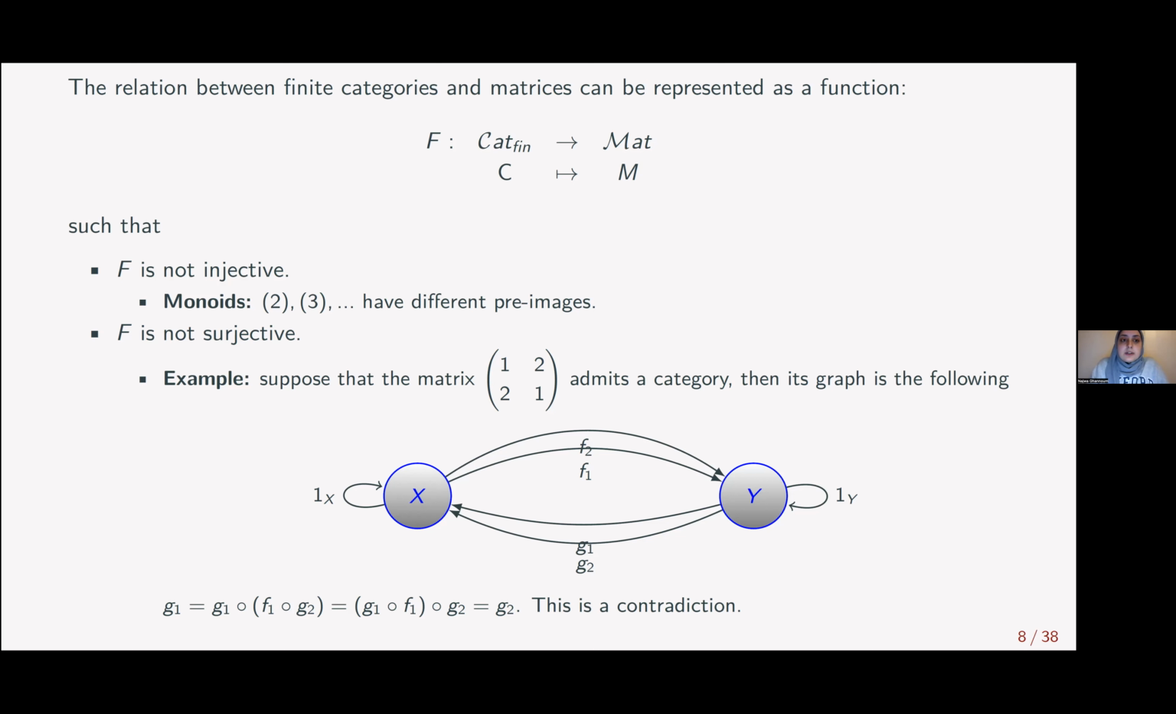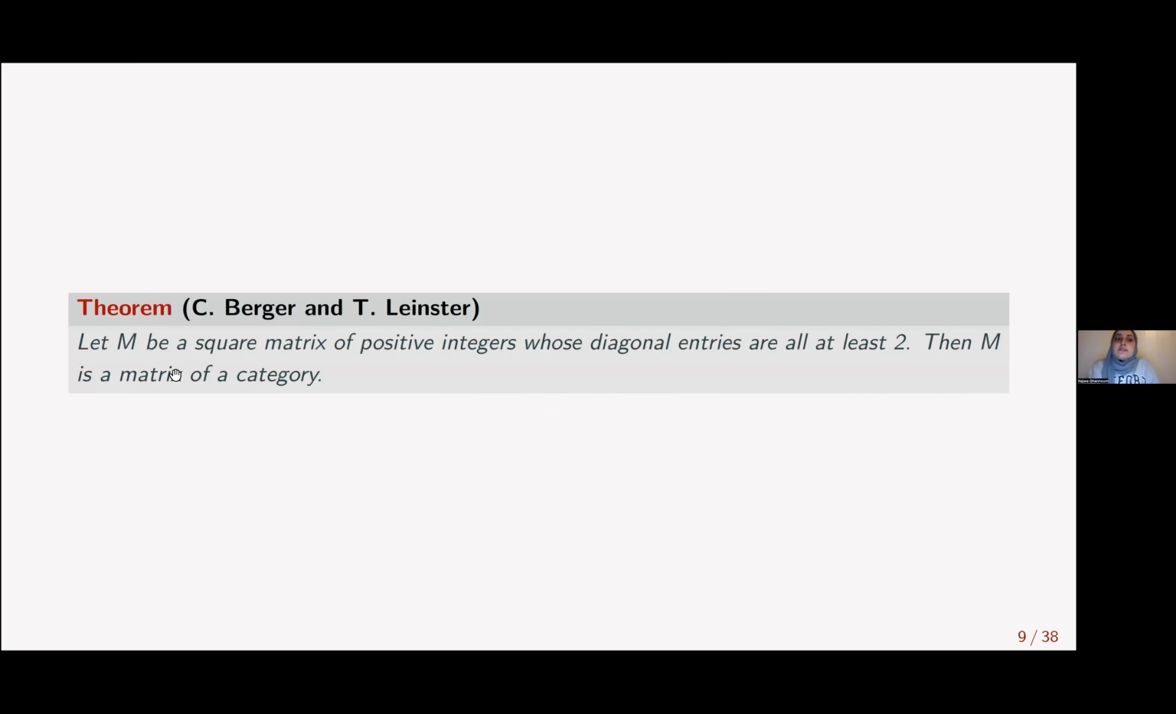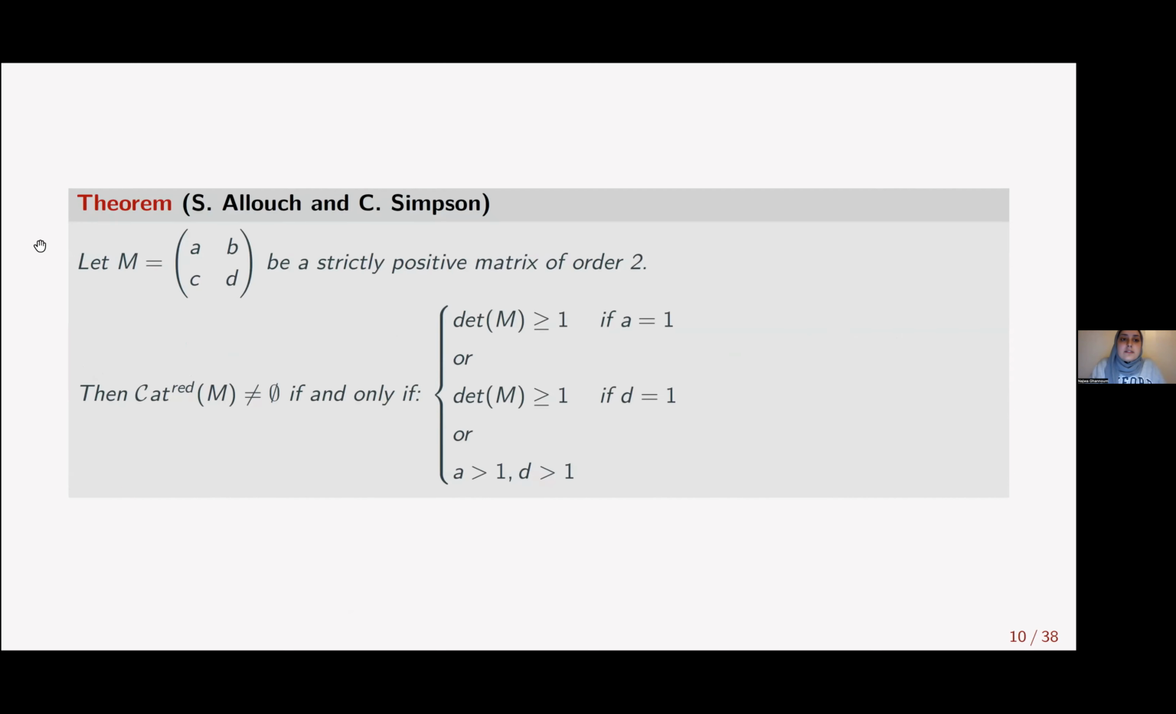And because of this example, Berger and Leinster proved that if we have a square matrix M whose diagonals are at least 2, so we don't have 1 on the diagonals, then M is a matrix of a category. But then Allouche and Simpson wanted to know more about what happens if we have 1s on the diagonals. So they proved that if we have a matrix of size 2, A, B, C, D, then this matrix admits a reduced category if and only if it satisfies one of these conditions.